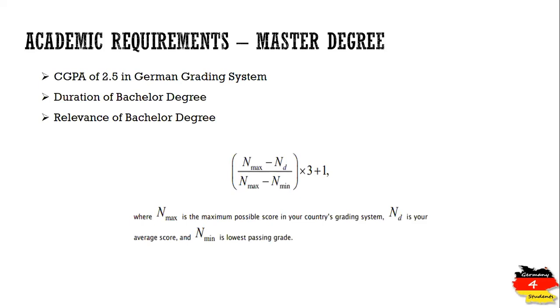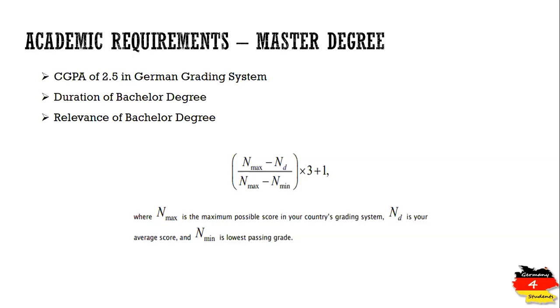The most important academic requirement is that you have to come up with a 2.5 CGPA in the German grading system. So before we go into this detail and see how you can convert your grading system into the German grading system, it is important to understand what the German grading system is.